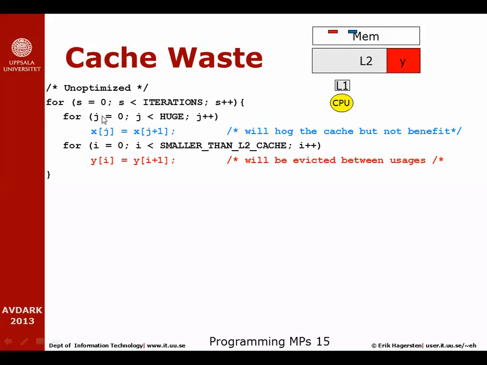Now we go back again and we execute the blue loop. The blue loop is larger than the cache. We will kick out the red data from the cache, and now when we execute the red loop again, we will have to bring in that data and we will create cache misses.